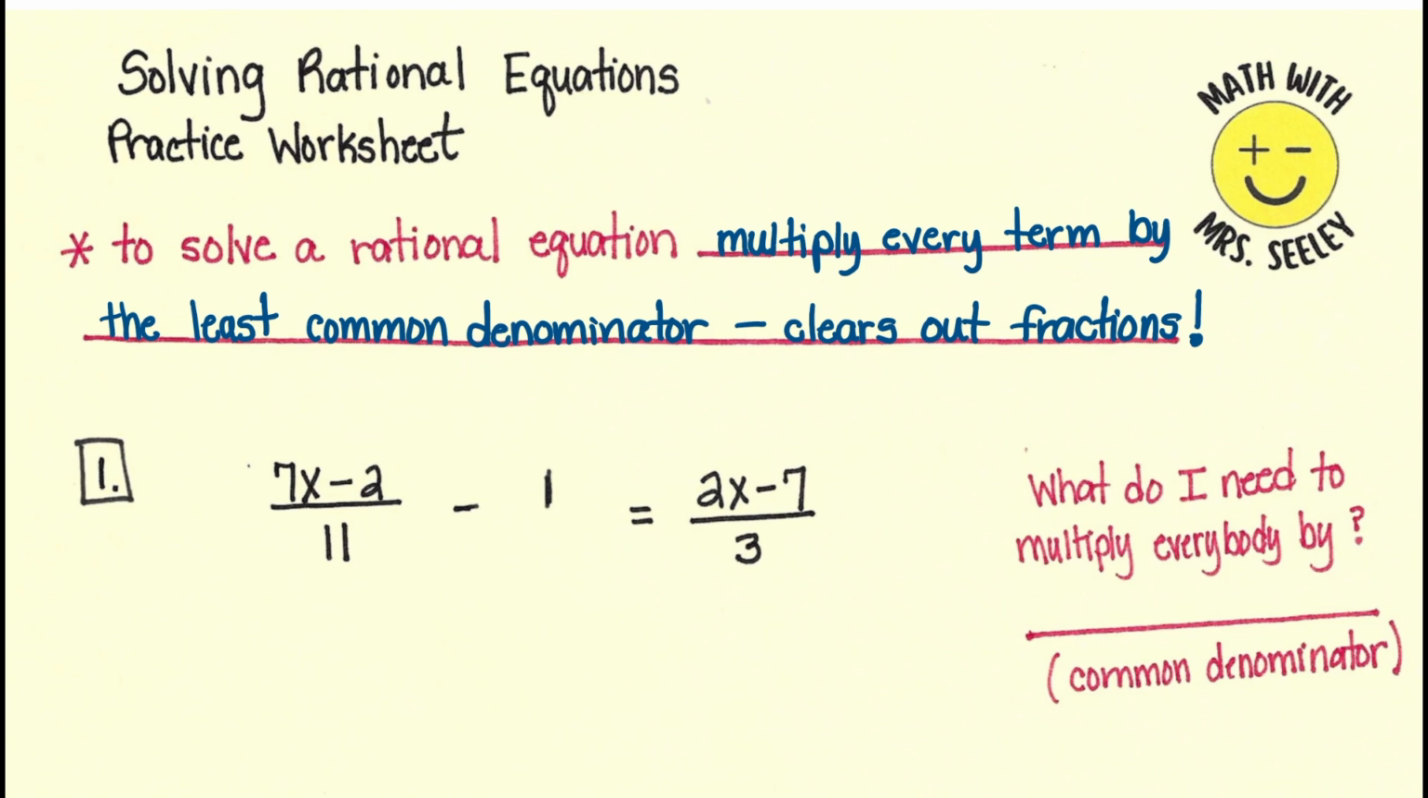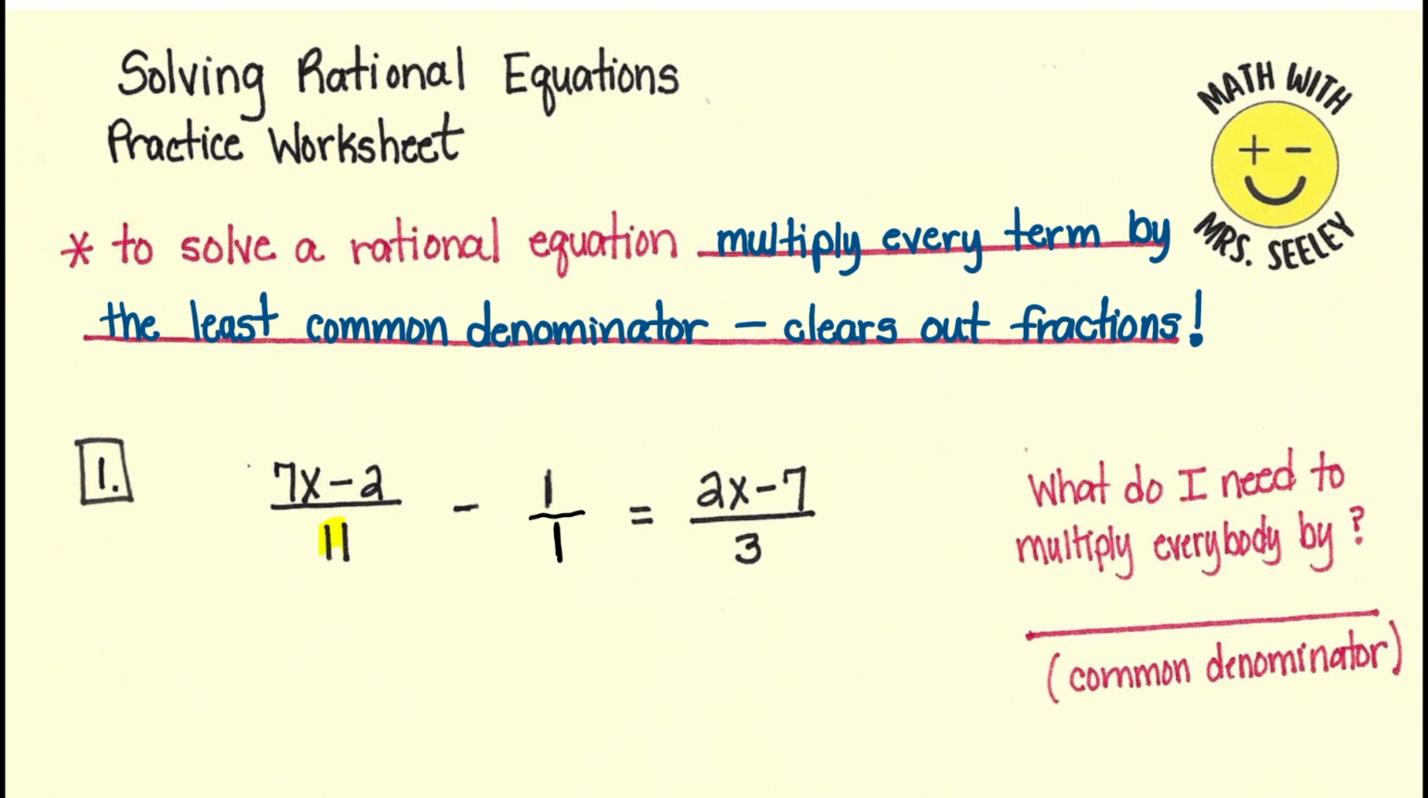To solve a rational equation, you need to multiply every term by the least common denominator. What that will do is clear out your fractions and give you a nice equation to solve. Let's take a look at this first one. On the first one, I think it's a good idea to put a 1 underneath that other 1, so that you can think of every term in terms of a fraction.